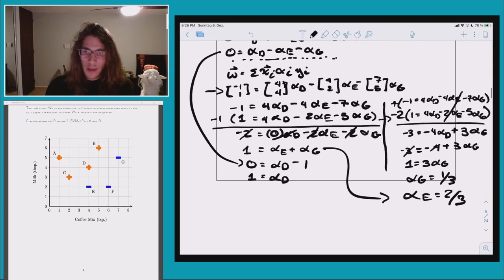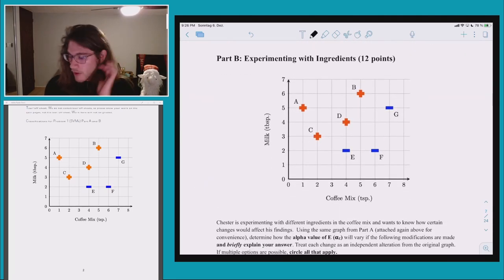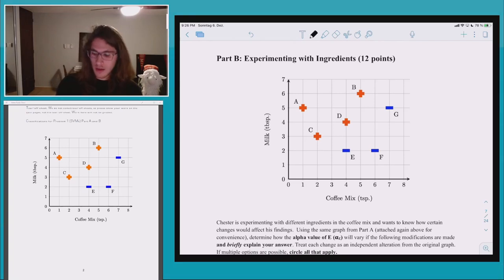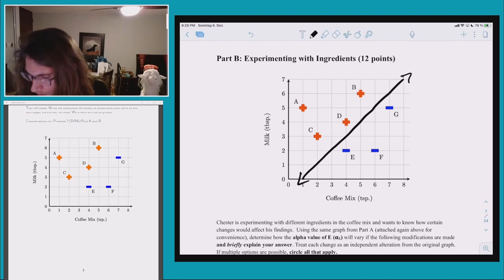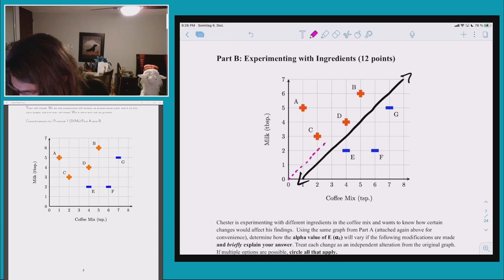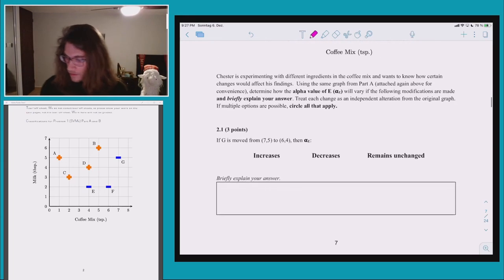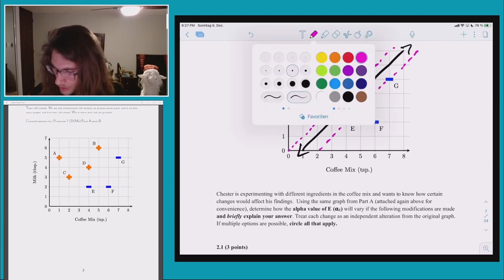Now we'll get a series of questions that have to do with moving points and calculating, or maybe not calculating necessarily, but thinking about how the alpha values would change. So let me just redraw the decision boundary right here. And the gutters. Okay. So let's say alpha g was moved from 7.5 to 6.4, which would mean this type of change.